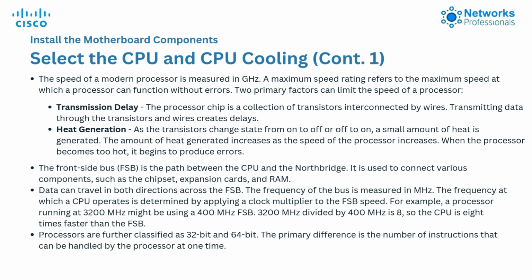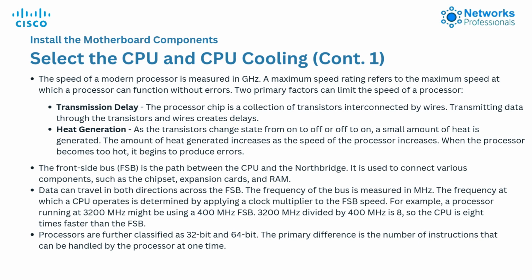The front side bus, FSB, is the path between the CPU and the north bridge. It is used to connect various components, such as the chipset, expansion cards, and RAM. Data can travel in both directions across the FSB. The frequency of the bus is measured in MHz. The frequency at which a CPU operates is determined by applying a clock multiplier to the FSB speed. For example, a processor running at 3200 MHz might be using a 400 MHz FSB. 3200 MHz divided by 400 MHz is 8. So the CPU is 8 times faster than the FSB.